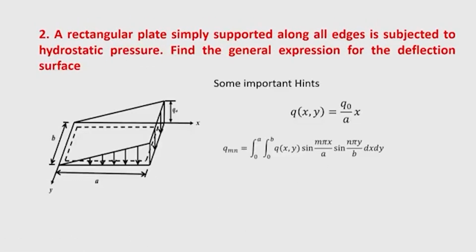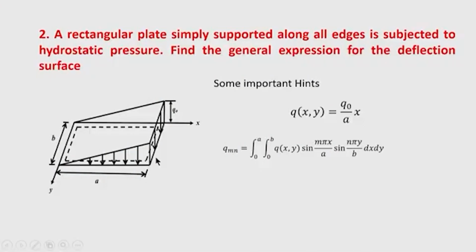Second question is a rectangular plate again, the length is a and side is b, and it is simply supported along the edges, but it is subjected to uniformly varying load. That is, this type of load is hydrostatic pressure, and it is very common, especially when the plate is used to resist the earth pressure or resist the water pressure in a sluice gate used in flood control works.